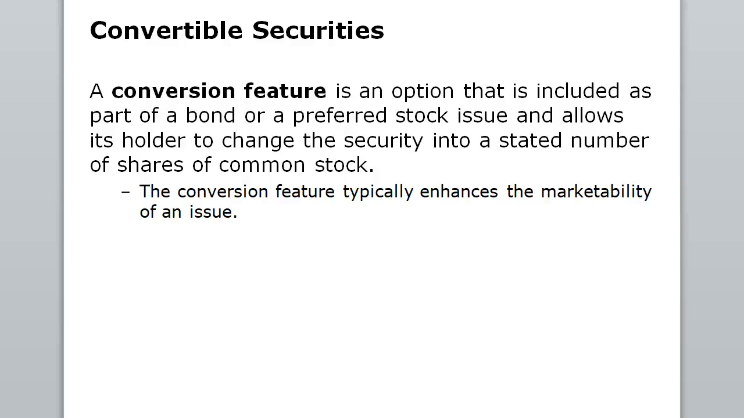Now, convertible security, think of a convertible car or convertible couch bed. It's something that has the ability to change form. The conversion feature gives the company or investor an option to allow part of a bond or preferred stock to change the security into a stated number of common stock. So this gives the ability for preferred stock or bonds to be converted into common stock, which is a very powerful ability to have, and it enhances the marketability of these conversion products, which means it makes it cheaper for the company to issue these products.